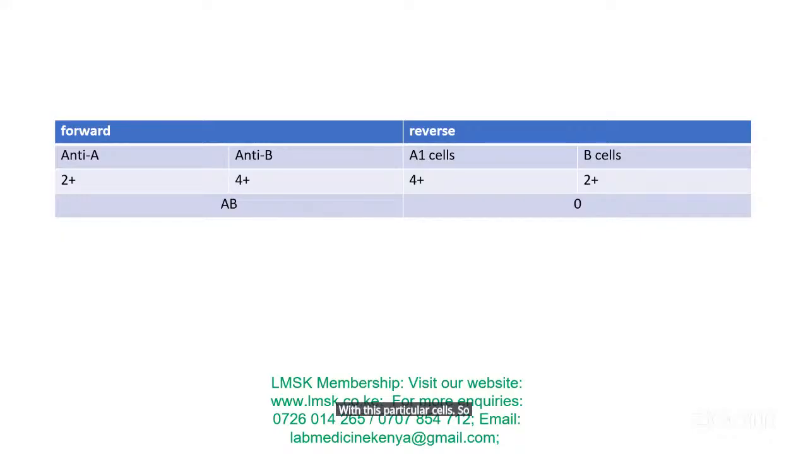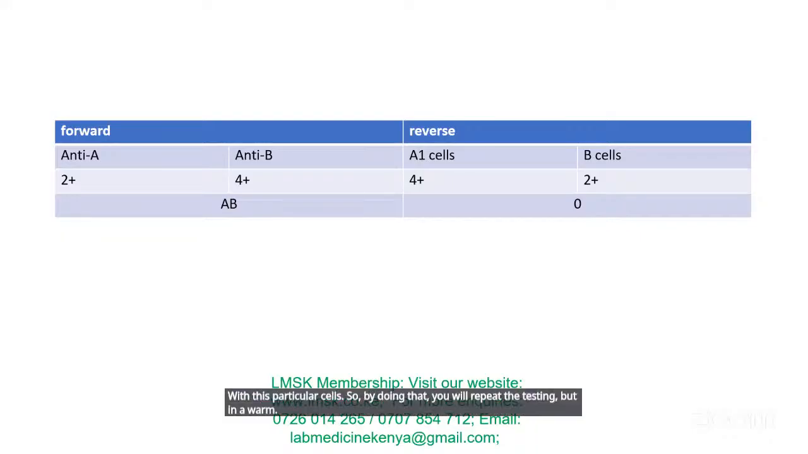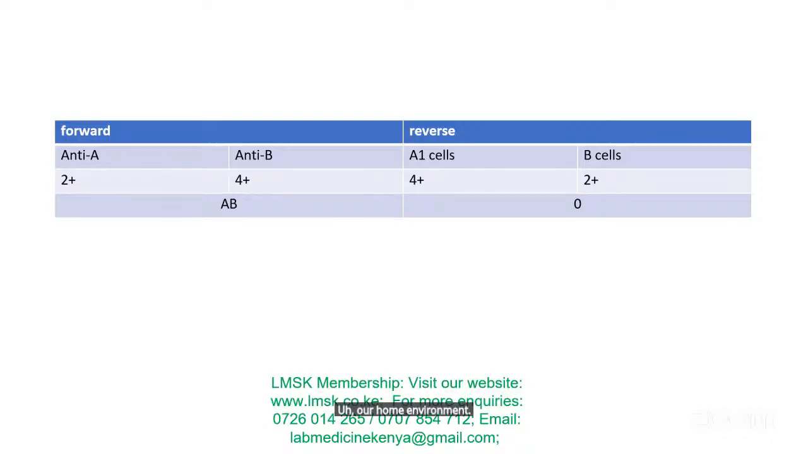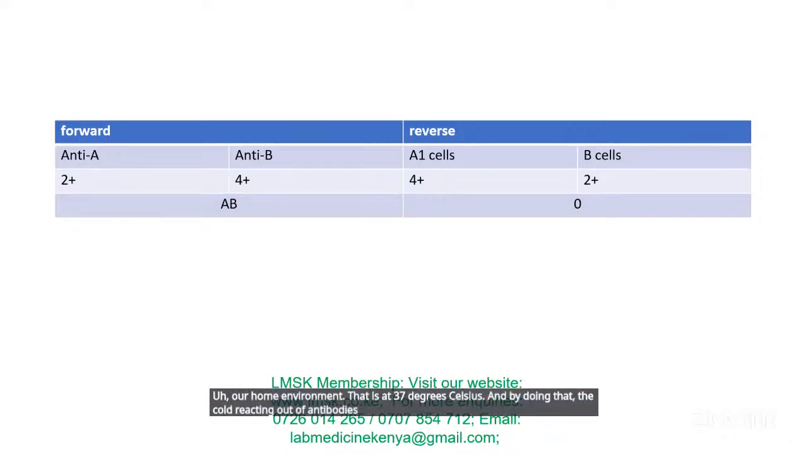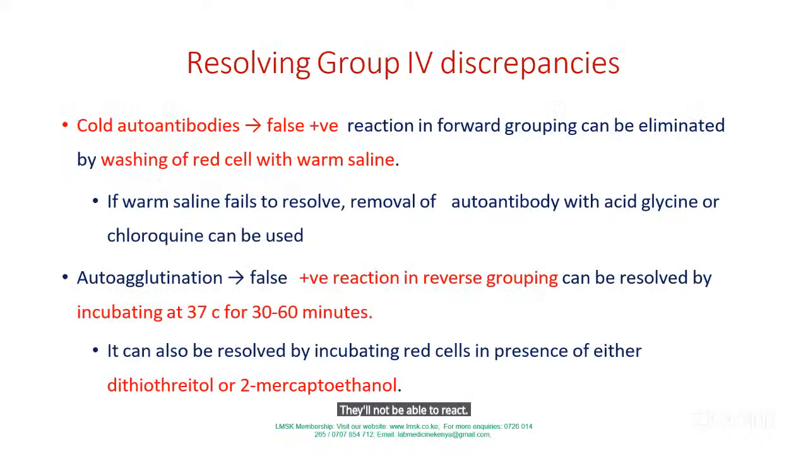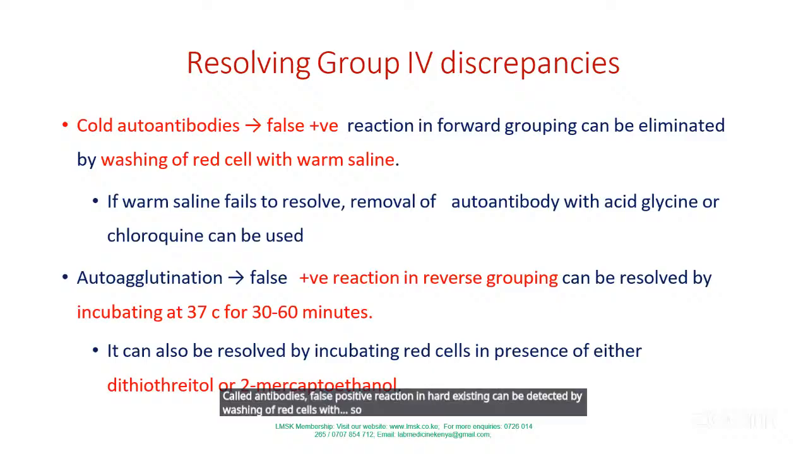So by doing that, you will repeat the testing, but in a warm environment. That is at 37 degrees Celsius. And by doing that, the cold reacting autoantibodies or alloantibodies will be negative. They'll not be able to react. So in resolving cold autoantibodies, false positive reaction in forward grouping can be limited by washing of red cells, so you can also wash with warm saline.